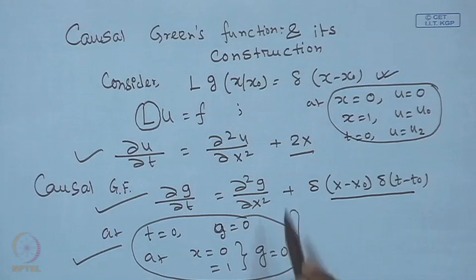So, the idea is, in the construction of the causal Green's function, number one, we make the operators the same. Number two, the non-homogeneous term in the governing equation must be replaced by a Dirac delta function. And number three, the form of the boundary conditions remains the same, but in the case of the causal Green's function all the boundary conditions are forced to be equal to 0.